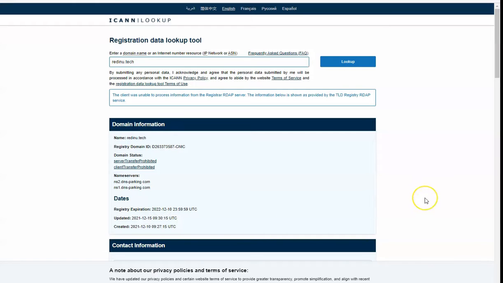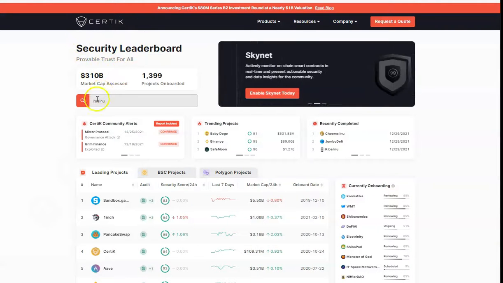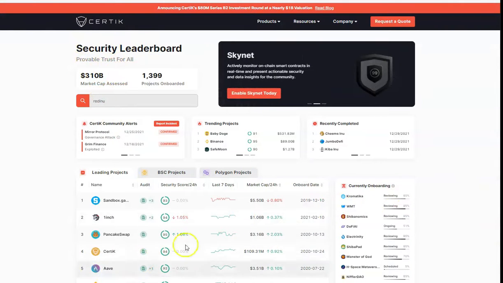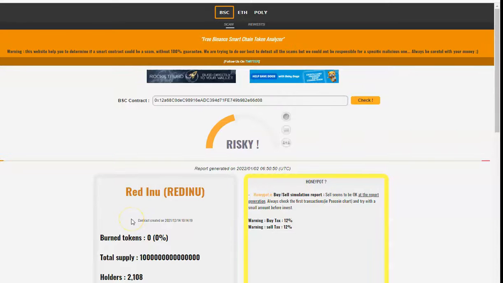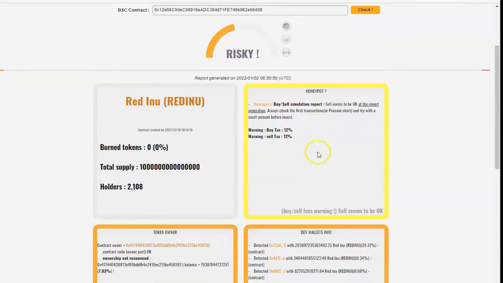An ICANN lookup shows that the website's only a couple weeks old. It was created on December 10th, 2021. When I do a search on Certik, RedInu doesn't come up on the list at all. When I look at BS Check, it shows that the tax is 12% each way. It's 14%.